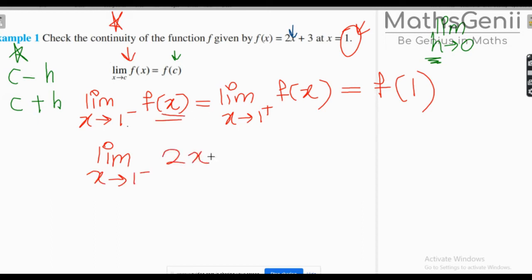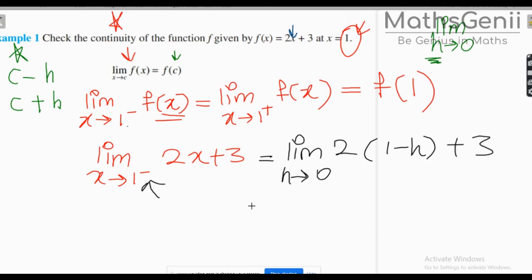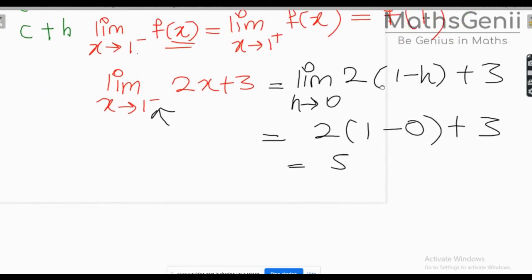what is your f of x? 2x plus 3, correct? Now can I rewrite this question in terms of h? Limit h tends to 0. Now this is the minus side we're talking about, so what are you going to substitute? C minus h. C is what? 1. So 2 times 1 minus h, plus 3. So now instead of h, I'm going to substitute 0. Then the limit sign will go off. 1 minus 0 is 1 only. So 2 plus 3 is 5.